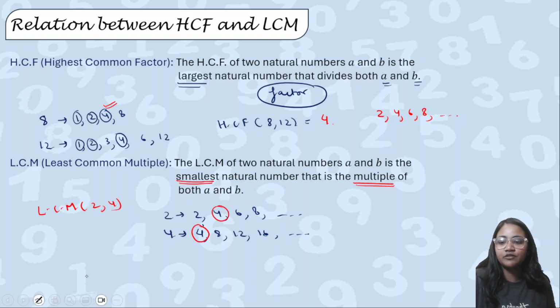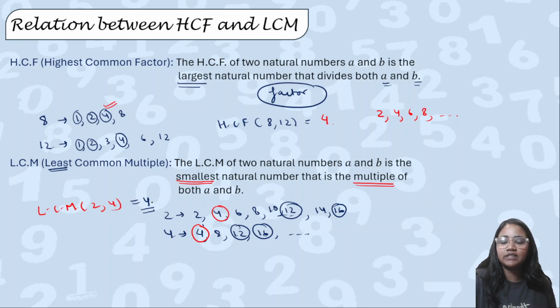You can see further here, if I go forward in the table of 2, 2, 4, 6, 8, I am going to get 10 and then 12 also. So 12 is also going to be a common multiple. And then I am going to get 14 and 16 also. So 16 is also going to be a common multiple. But LCM is the least one, the smallest one. So the answer will be 4. I hope the definition is clear.